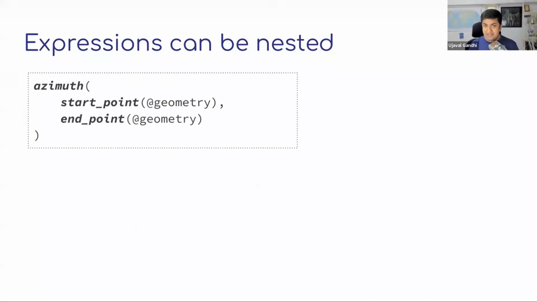So we have a function called start point. This is a function that takes a geometry and gives you the start point. So let's say we have a line geometry, and this function will give you the start point. We also have a similar function called endpoint, and it will give you the endpoint of the line.